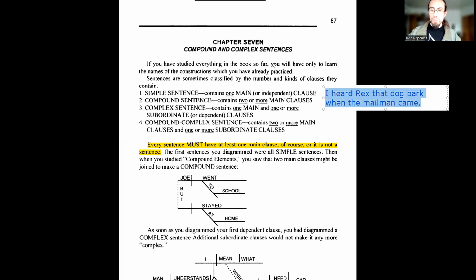Contains two or more main clauses and one or more subordinate clauses. So how is this one different than what I just did, where I had a main clause and a whole bunch of subordinate clauses? Well, the difference is now we have two or more main clauses, right? So it's a combination of the compound sentence and the complex sentence. That's why it's compound complex.